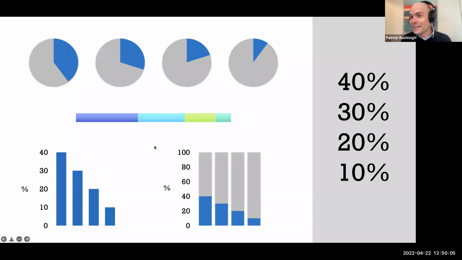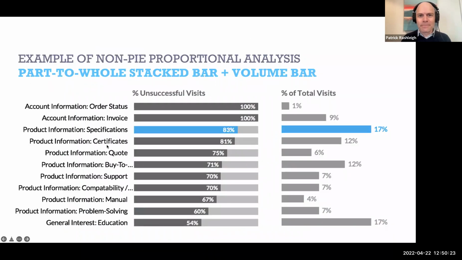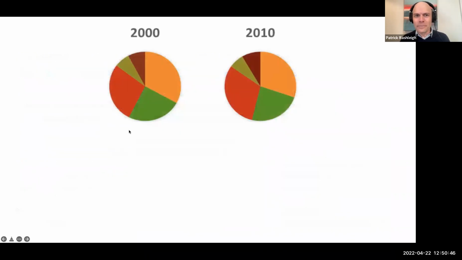So, you might think about something like this, and this is a popular way of using the power of length as an encoding method, but keeping that part to whole implication to the data. And here's an example of something that could have been handled with a pie chart, but I think is more effectively handled with some combination of different kinds of length-based encodings. And fortunately, we have to zip through this because we're short on time. But I think this works better for what they wanted the audience to do.